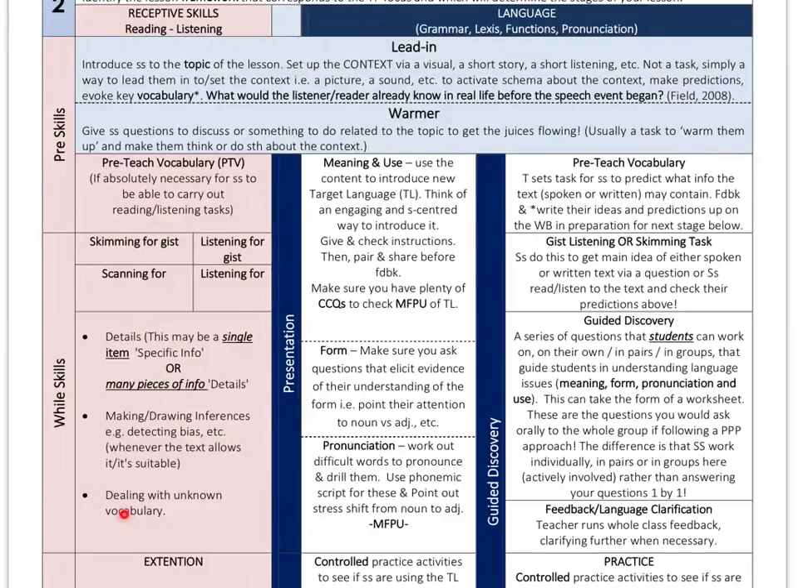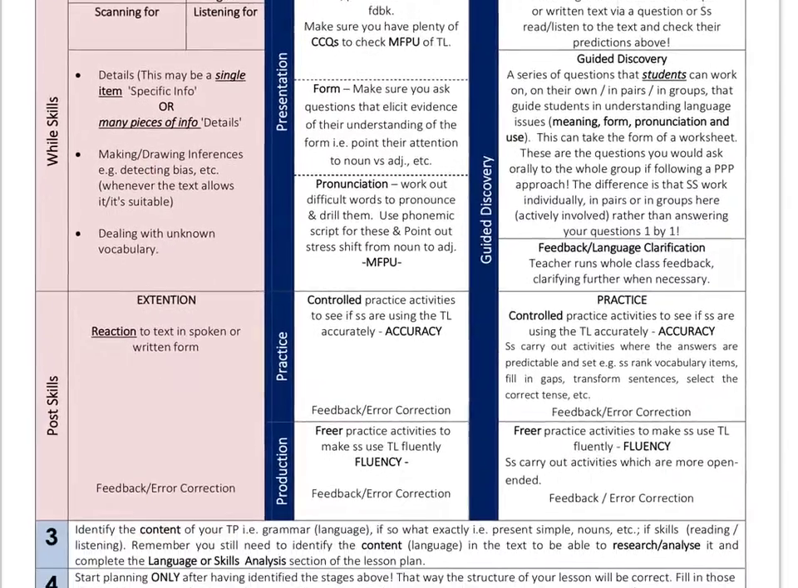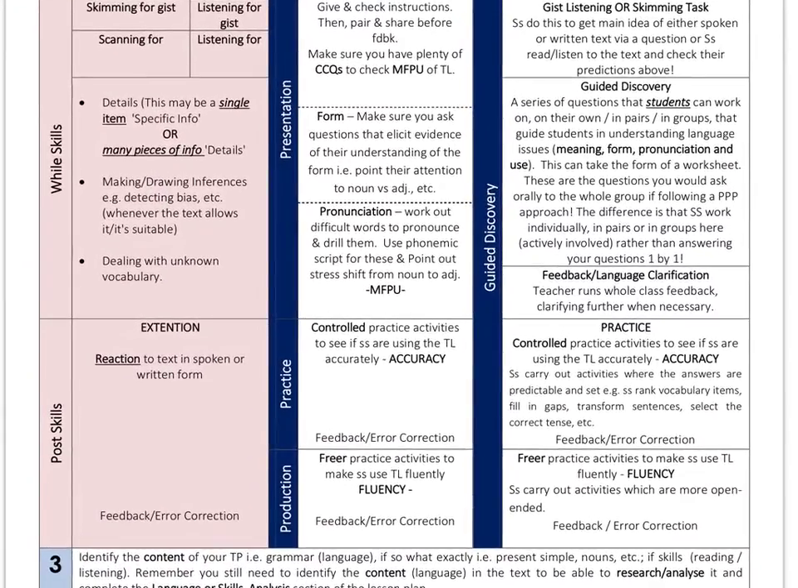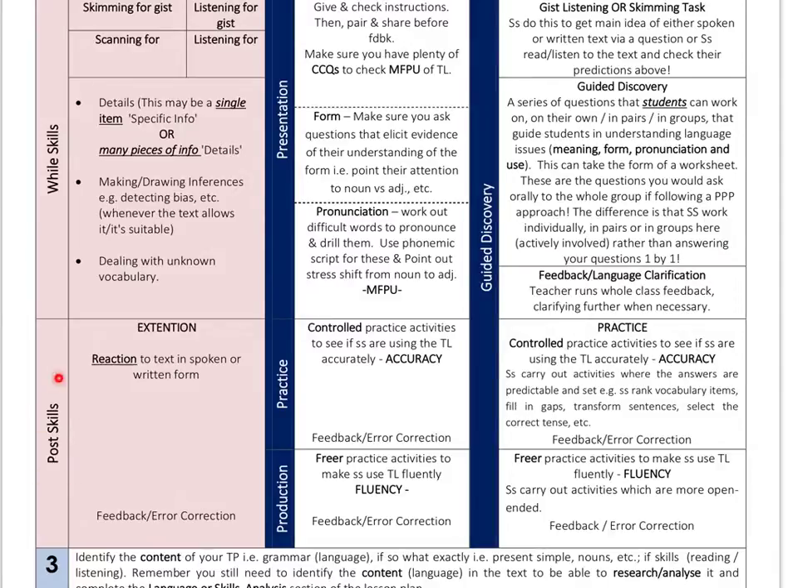While on the course, you are highly likely to mainly focus on just skimming for gist and scanning for details and specific information, and possibly drawing inferences, nothing more really. Now, that brings us to the last stage in a receptive skills lesson, which is the Postskills. Now, I call it extension. Lots of trainers call it the extension stage, but other trainers just call it the Postskills stage. The name doesn't really matter. The important thing is that at this stage you do Postskills.